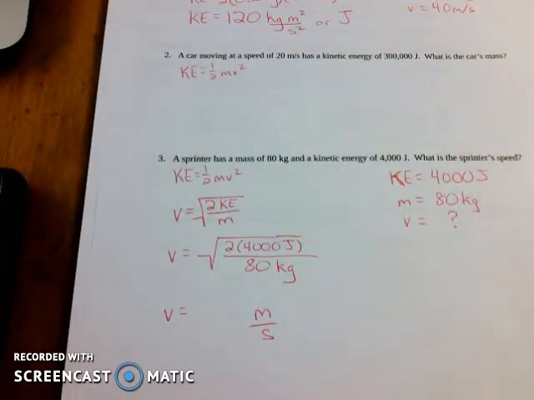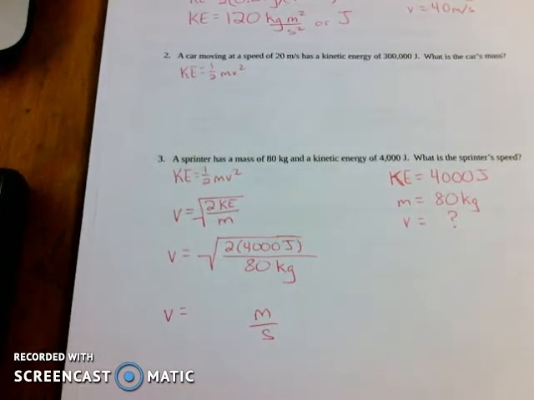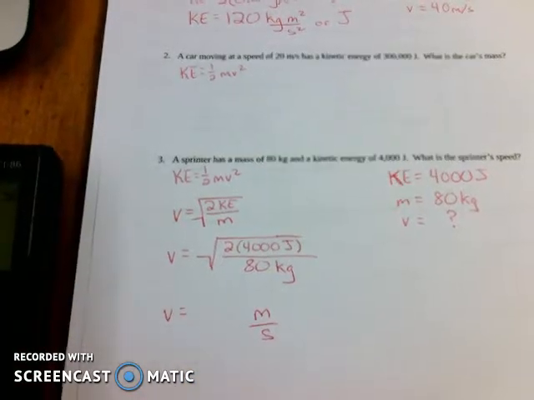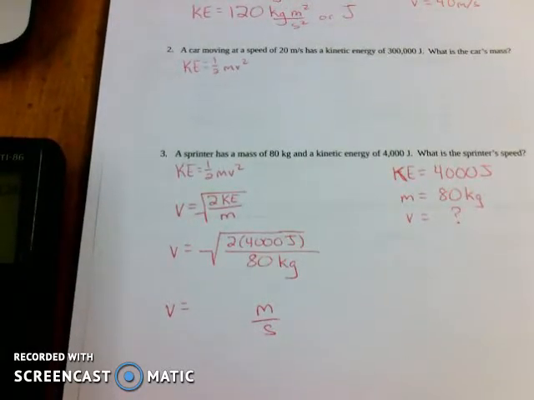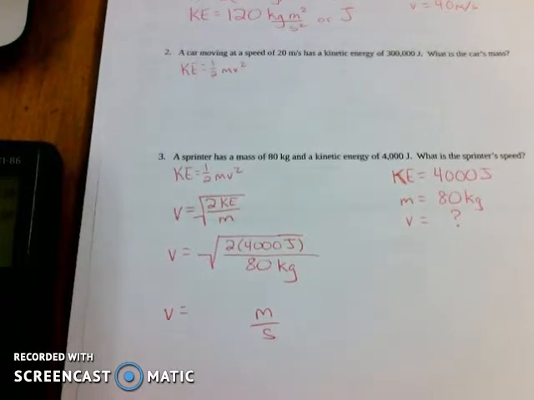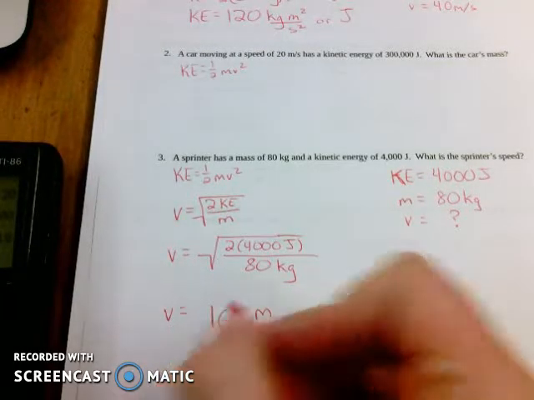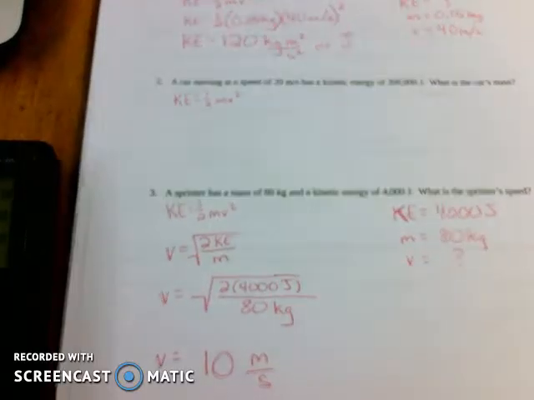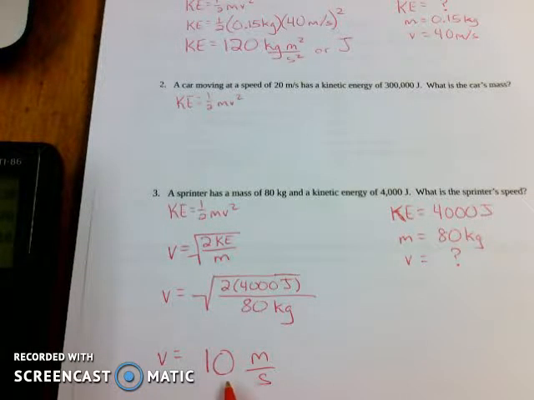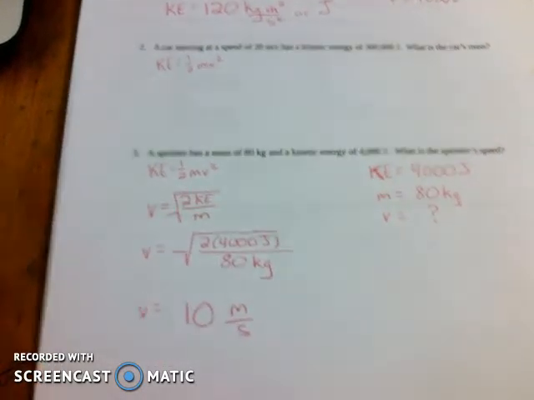Okay? Now let's do the math. Start with what's underneath the square root sign. So we do 2 times 4,000, divide by 80. Make sure you hit equals, and then we take the square root of that. We end up with 100. The square root of 100 is going to be 10. So it's only 10 meters per second. All right, that's pretty good. Okay, so if he ran 100 meters, he could do it in 10 seconds, right? Okay, so that's that side.